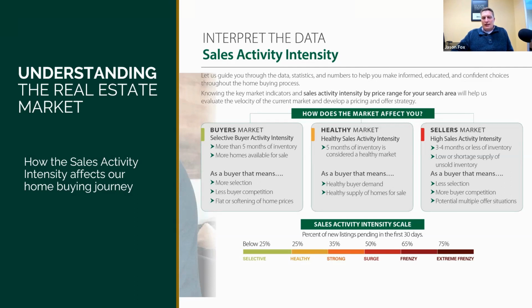So if we want to interpret the data, in this case, it's the sales activity intensity. We would just want to know basically what is our urgency level. And our urgency level will be dependent upon whether it's a buyer's market, a seller's market, or are we just sort of in the middle, right? What determines a buyer's market and a seller's market is typically the inventory level, okay? So you need to have a rough idea of what the inventory level is at any given time.